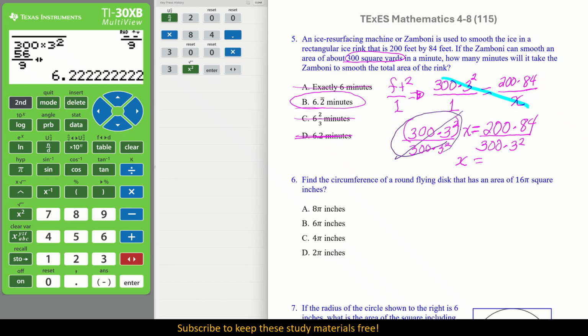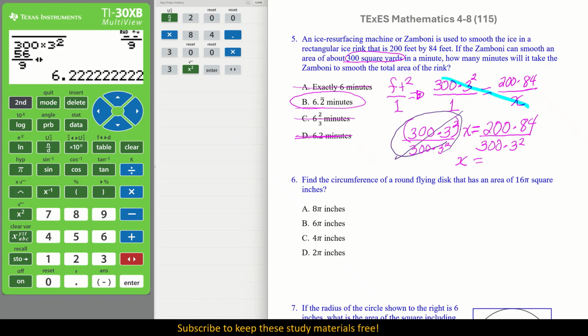All right, so let's look at number 6. Find the circumference of a round flying disc that has an area of 16 pi square inches. Better English, square inches.